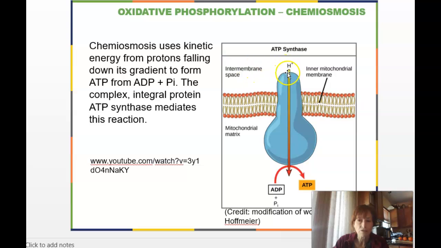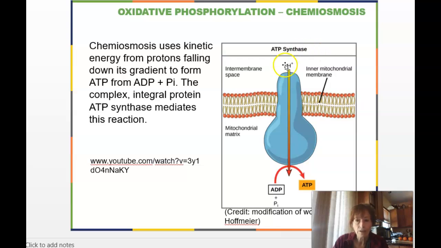And now these things are going to flow back down, and they're going to flow through this really interesting enzyme right here that's embedded here called ATP synthase. So think synthesis, think ATP, and know that -ase is that ending for enzymes, and you got it.